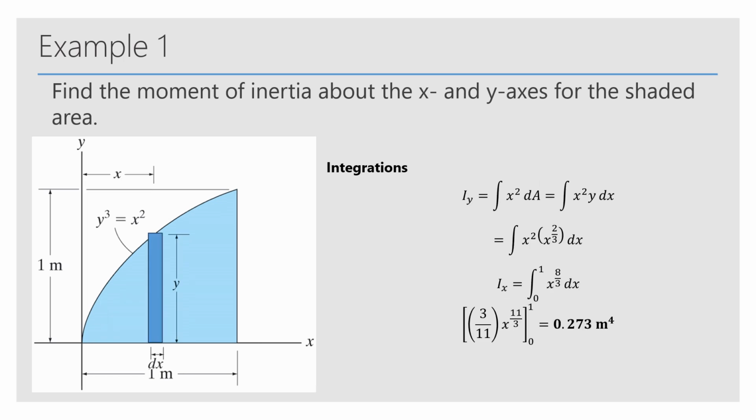Finding it for I of y, now you're using the integral of x squared dA, right? So we're switching from y squared to x squared. And then by solving the integral, you end up getting the solution 0.273 meters to the fourth.